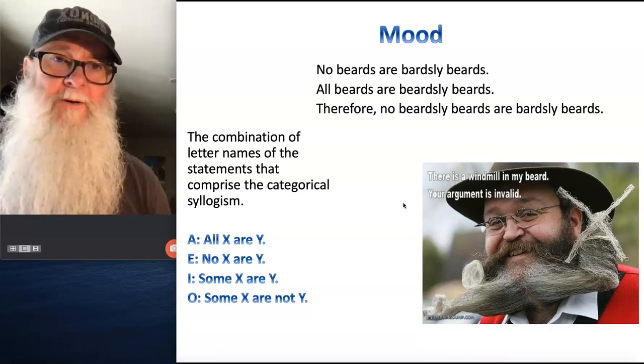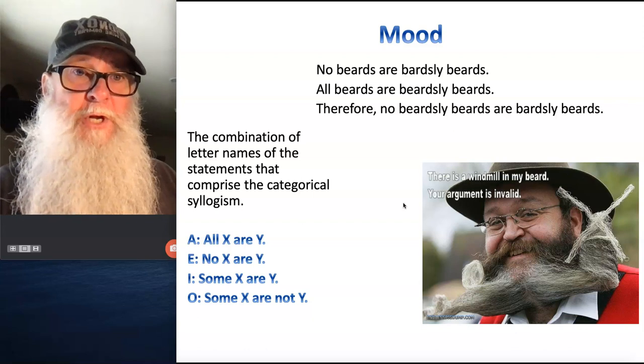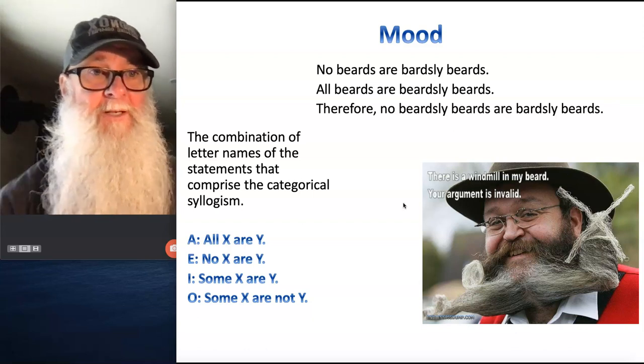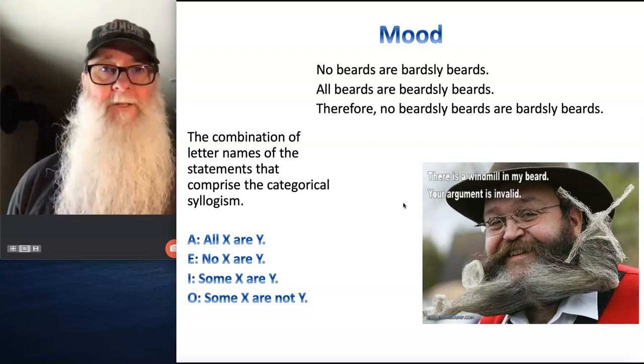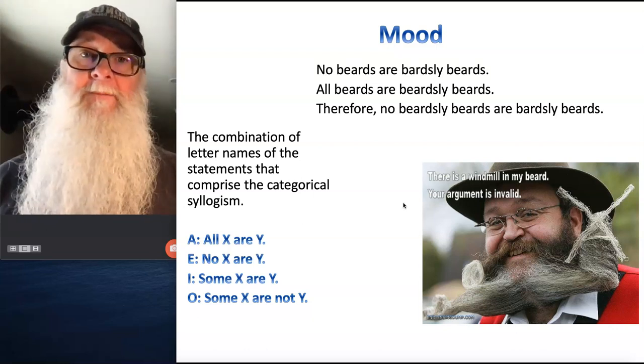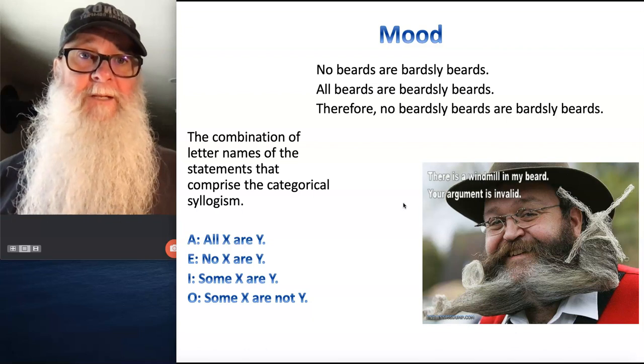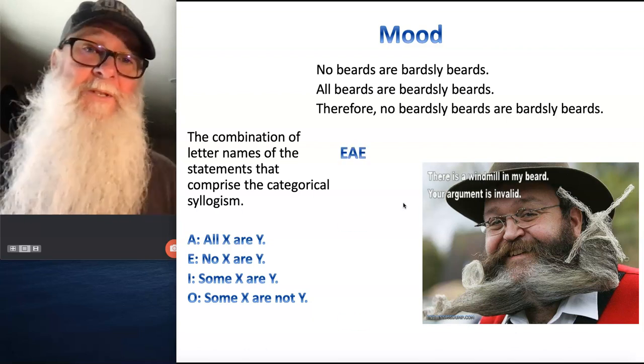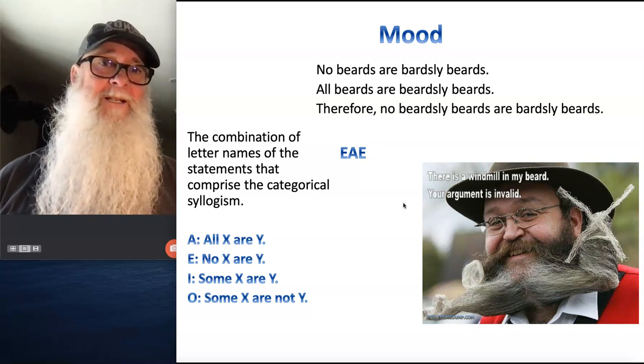And so if you identify the two premises and conclusion and the letters that correspond to their statements, you've identified the mood. So if we have an argument like this one: No beards are Bardsley beards, all beards are Beardsley beards, therefore no Beardsley beards are Bardsley beards. Okay, all we have to do is look at that first premise. That's an E statement. The second premise is an A statement. And the conclusion is another E statement. And that tells us that the mood of this argument is E, A, E.